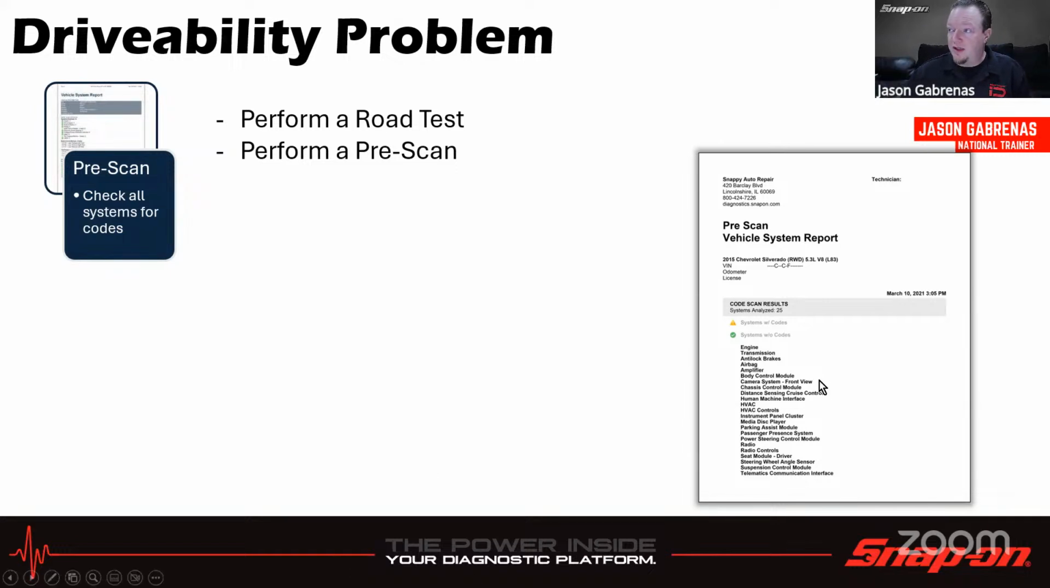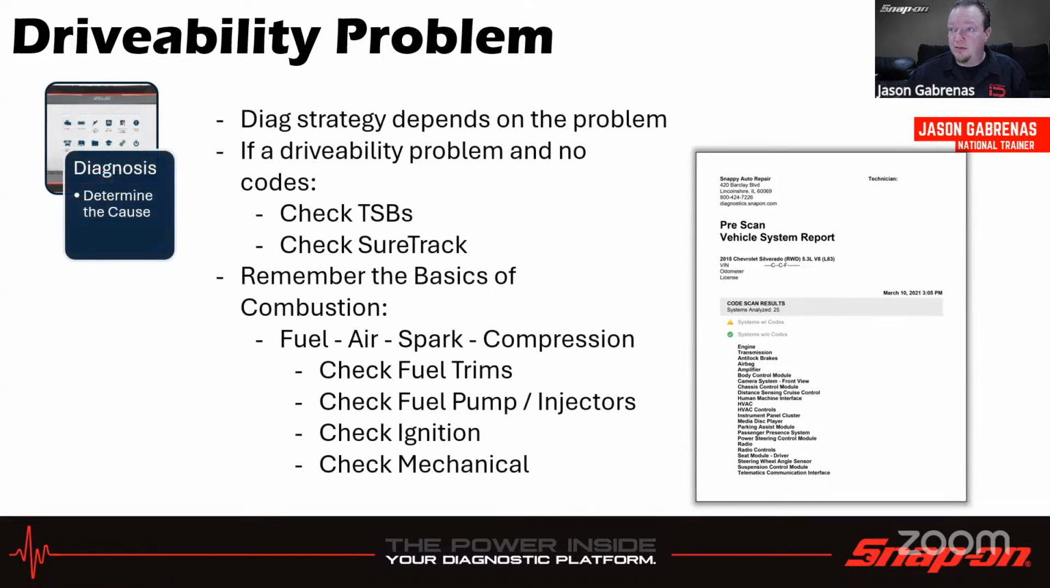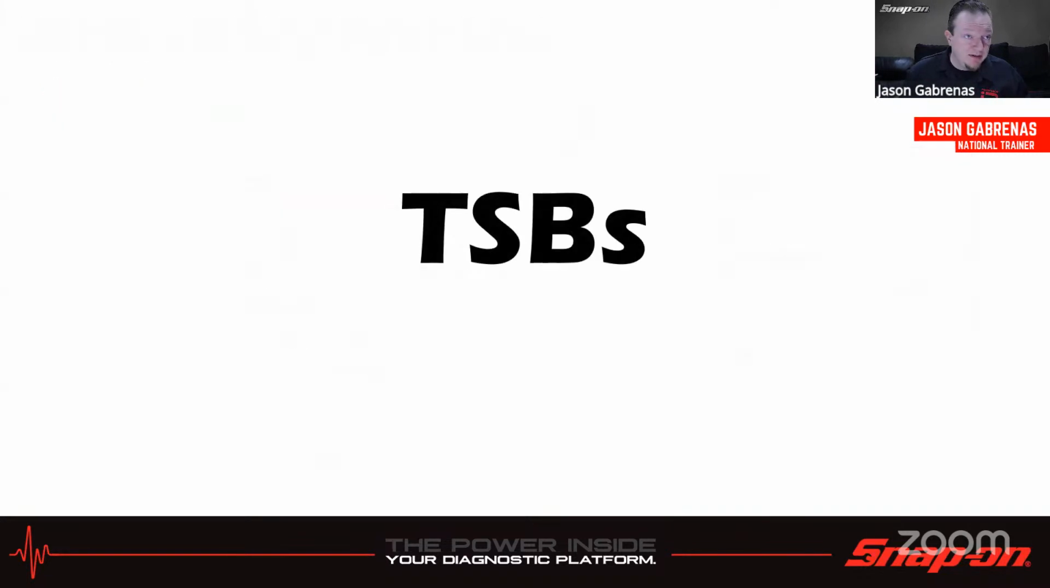You want to make sure you know where the codes are and what the codes are and what could be causing the problem. The diagnostic strategy, of course, is going to depend on the problem. If it's a drivability problem and no codes, check TSBs, see if there's anything for the symptom you're getting, or check experience-based information, something like our SureTrack. And then remember, like I said, the basics of combustion: fuel, air, spark, and compression. Check your fuel trims, check your fuel pump, check your injectors, check ignition, check the mechanical issues that might be in the engine. And we're going to step through all of those different things, starting with TSBs.